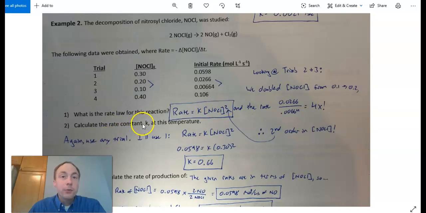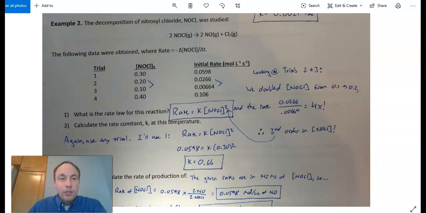And then everything else is similar. You can find the rate constant k. I used trial 1. I plugged in the rate. I plugged in the amount of NOCl that was given to us. Don't forget the square, and solve for a value of 0.66. Again, if you wanted to, you could use units. I'm not too concerned about that at this point.